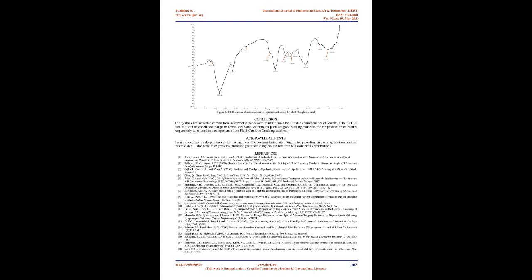Conclusion: the synthesized activated carbon from watermelon peels was found to have the suitable characteristics of a matrix in the FCCU. Hence, it can be concluded that palm kernel shells and watermelon peels are good starting materials for the production of matrix, respectively, to be used as a component of the fluid catalytic cracking catalyst.